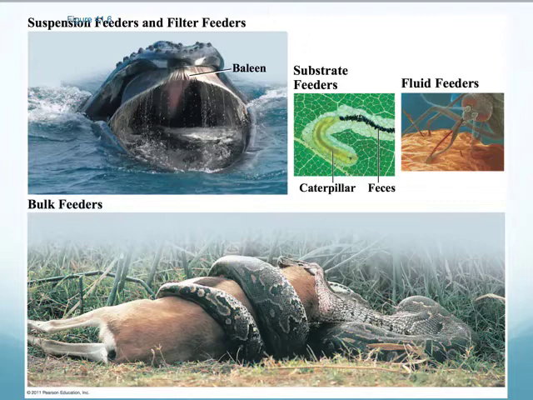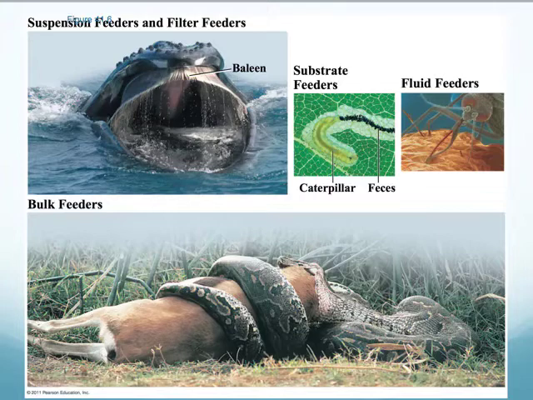We're not going to go too much into this. This is a picture from your book. You have bulk feeders, then you have your substrate feeders, your fluid feeders, and your suspension feeders. When you look at those different types, first off, a suspension feeder is typically an aquatic animal, and they are going to sift out small particles directly from the water. They have to have special adaptations in order to do that.